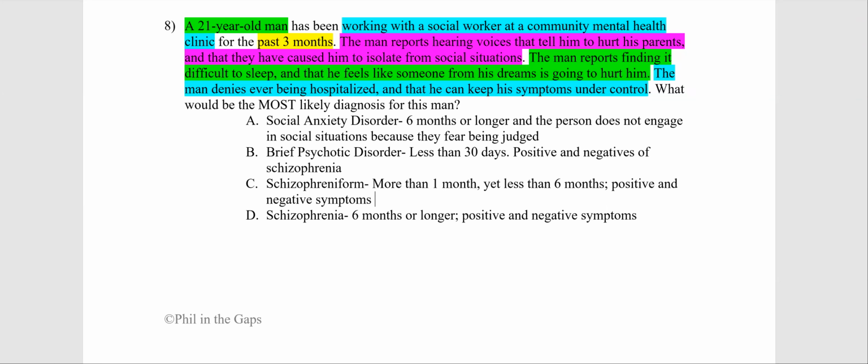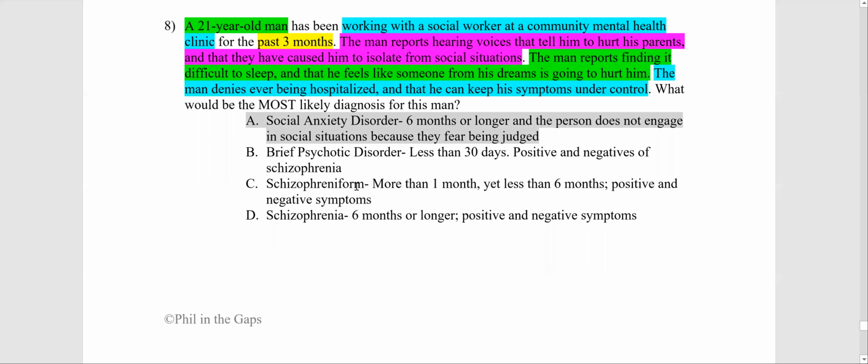Feels like someone from his dreams is going to hurt him. He denies ever being hospitalized, and he can keep his symptoms under control. So, what is this 21-year-old man experiencing? We're automatically going to rule out social anxiety disorder because, yes, he's isolated from social situations, but it's predicated on hearing voices that tell him to hurt people. And in this situation, it's his parents, and he doesn't want to fear hurting other people.